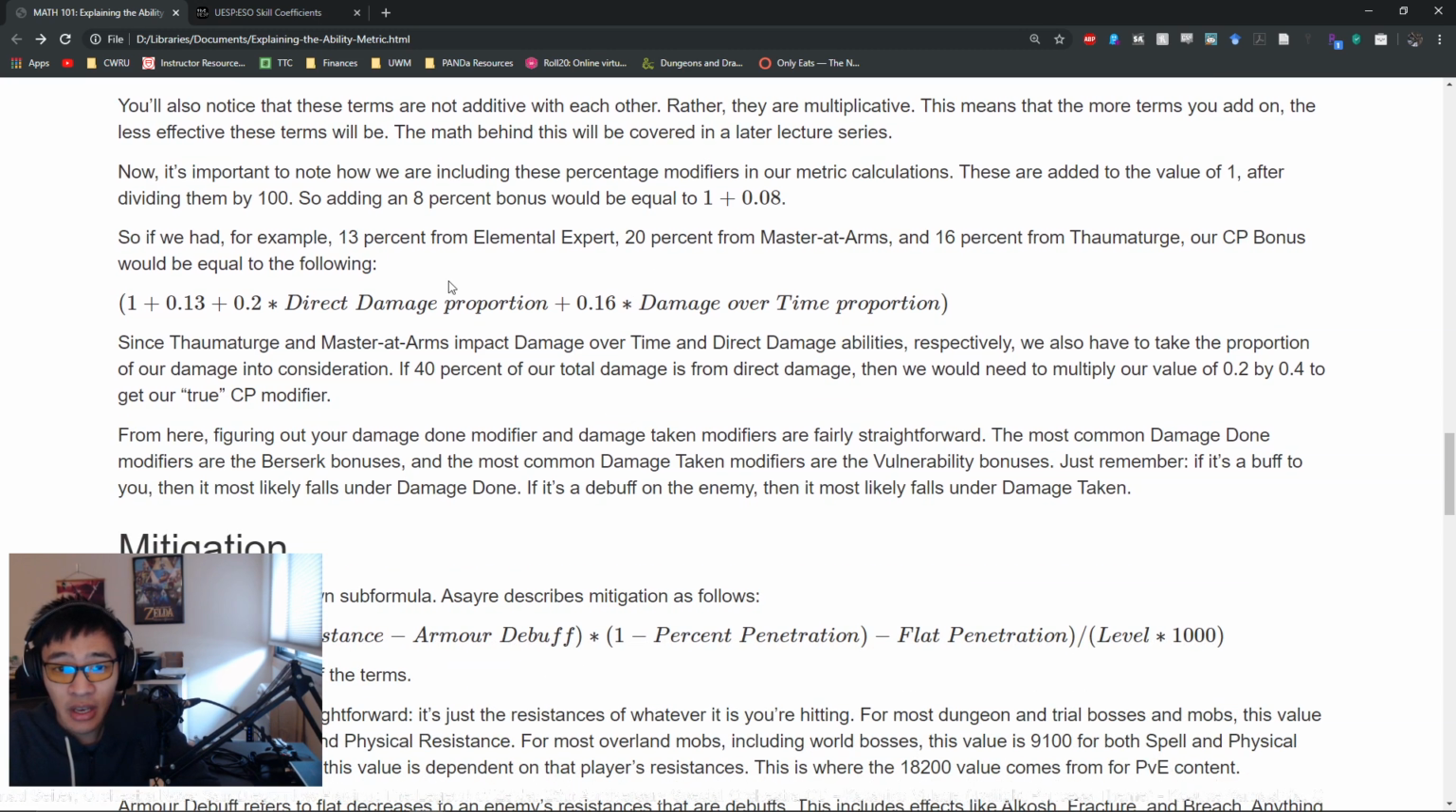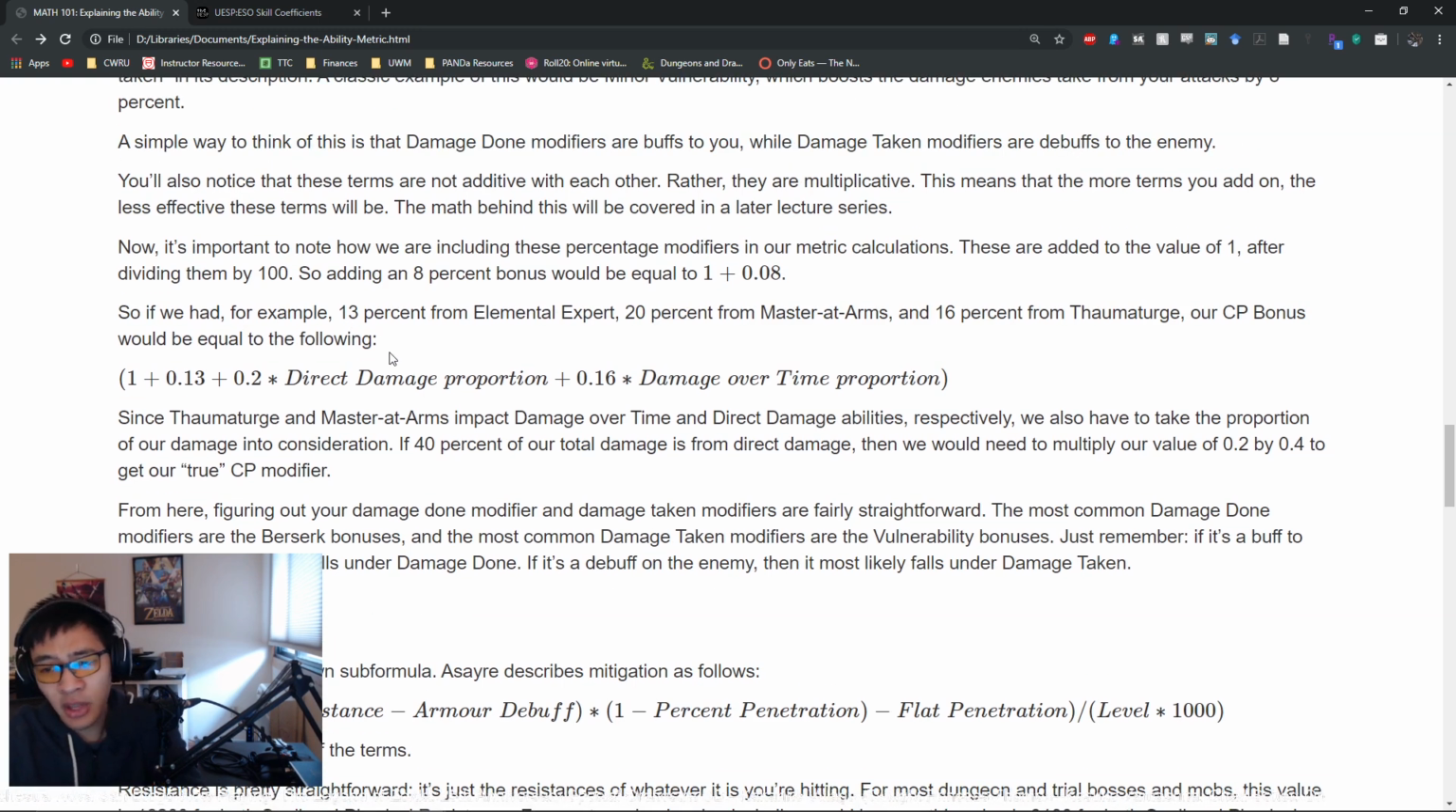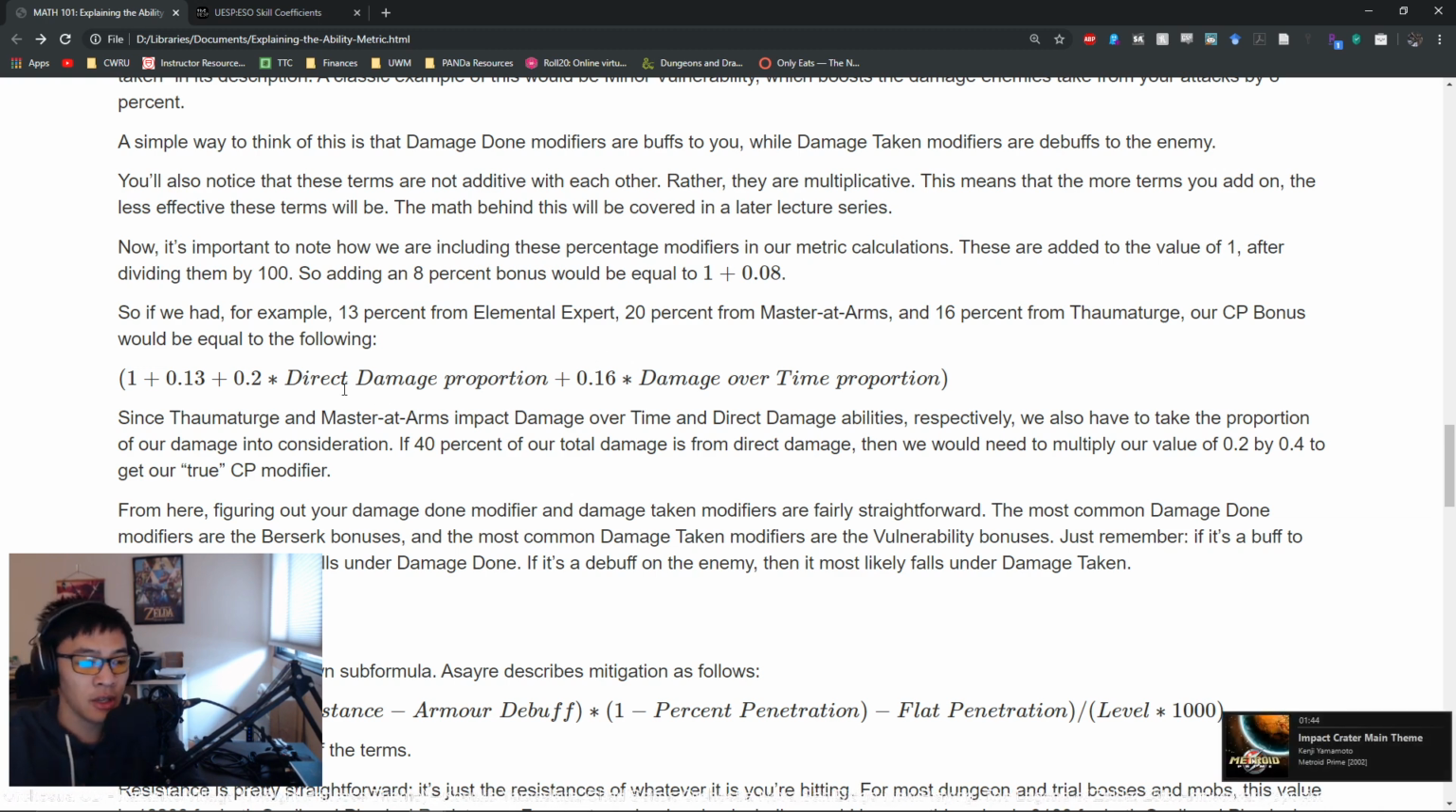So an example of this that I have here is if you have 13% from Elemental Expert, 20% from Master at Arms, 60% from Thaumaturge, your CP bonus would be equivalent to this. It would basically be 1 plus the 0.13 if you're a magic DPS. Then you have 0.2 times your direct damage proportion from your overall DPS. So let's say 80% of your DPS is from direct damage abilities. This would be 0.8. And then 0.16 times the damage over time proportion of your DPS. So it would usually be 1 minus your direct damage proportion. So if your direct damage proportion is 80%, then your damage over time would be 20%. So this would be 0.2, for example.